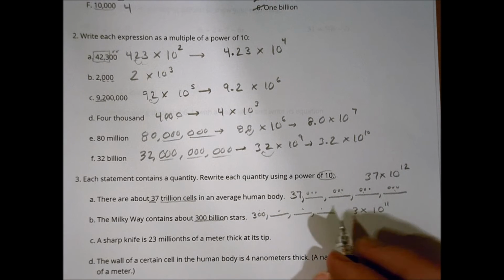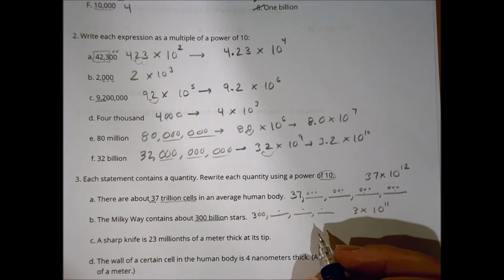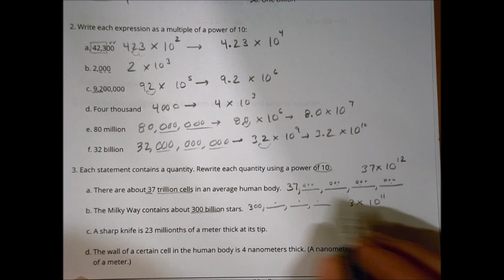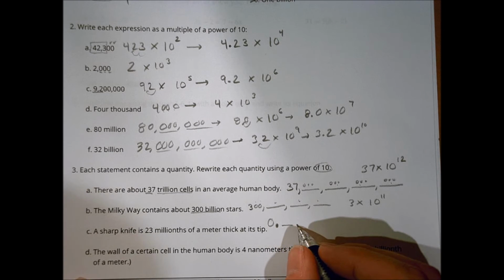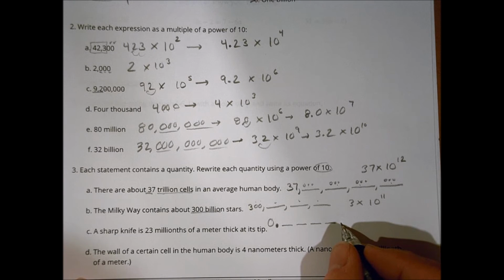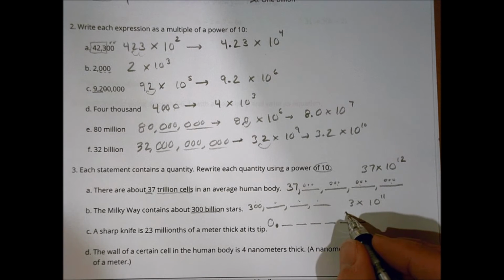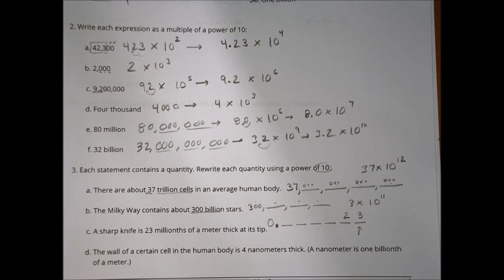A sharp knife is 23 millionths of a meter thick at its tip. Okay, so millionths. A little tricky if you're not thinking about place values here very much. So let's put a decimal here. This is our tenths, 100, 1,000, 10,000, 100,000, millionths. If something is 23 millionths, then I'm going to end my number at the millionth spot. 23 millionths, right there like that.